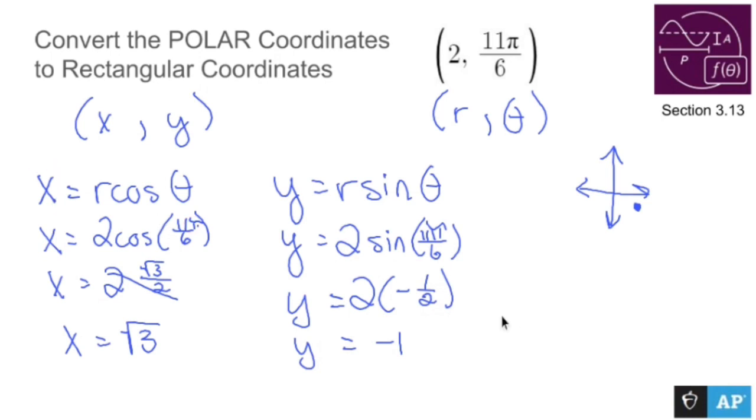So the rectangular coordinates for that guy right there is going to be root 3, so 1 point something, negative 1, which makes sense. If we were to go right 1 point something and down 1, that seems to associate with the polar coordinate that we drew up there. So that's how you do it. It's very familiar looking stuff, so not overly complicated.